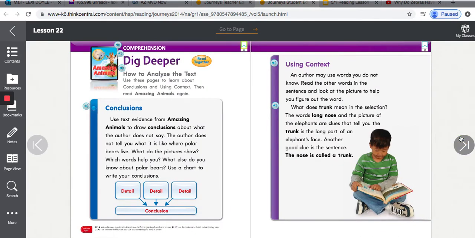Okay, so that concludes the story for today. And then we are going to read this page and then flip back to our PowerPoint.